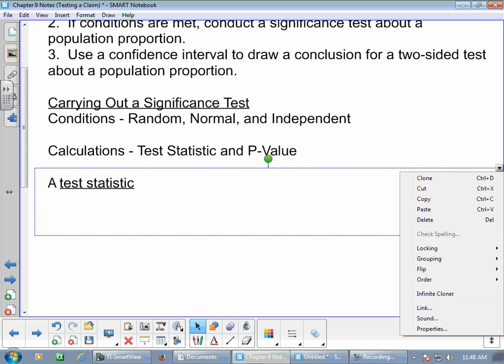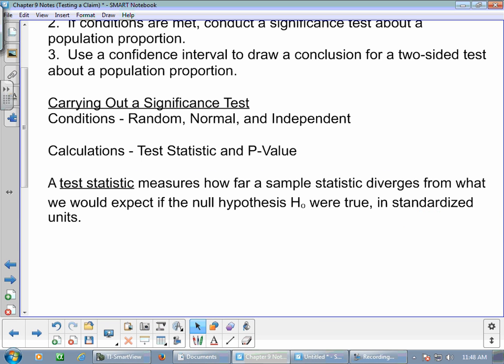A test statistic measures how far a sample statistic diverges from what we would expect if the null hypothesis were true, in standardized units. In other words, it's the number of standard deviations that the sample is from the claim if the claim were true, or the null, if the null is true.